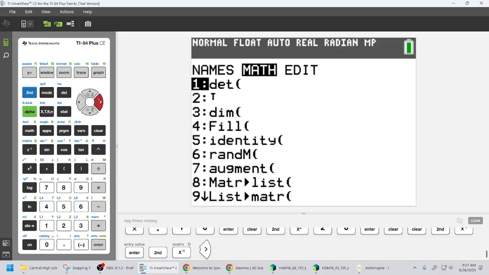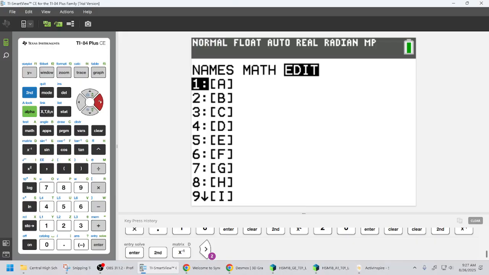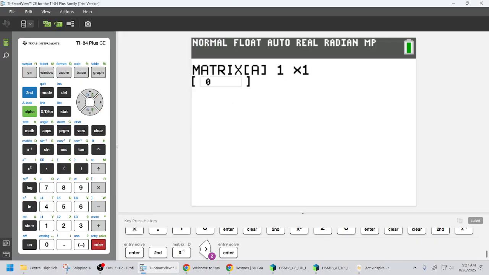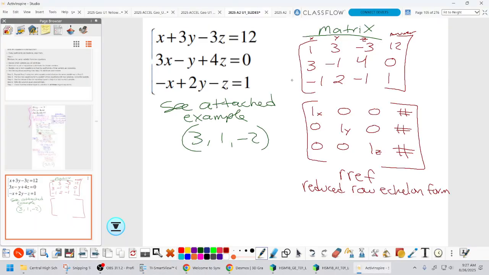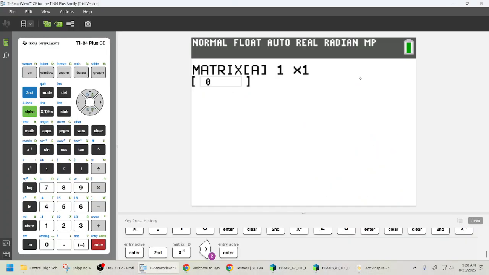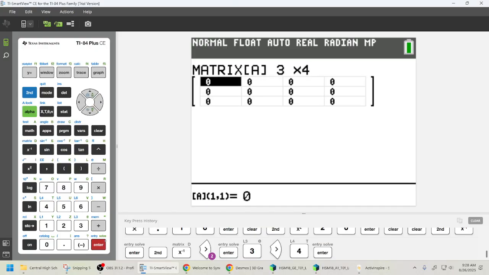Go to Edit, and that's going to allow us to enter our data. Now, this is saying what size. We don't want 1 by 1, so we want, go back. We want 3 rows by 4 columns. So we want a 3 by 4 matrix. So 3 by 4.